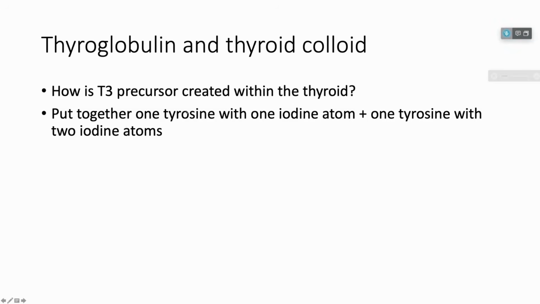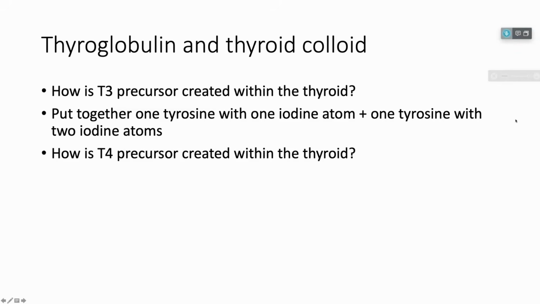So yeah, you have one tyrosine with one iodine atom, right? So that would be the T1. And you got one tyrosine with two iodine atoms. That's the T2, right? So one iodine plus two iodines makes 3. So that's where the 3 comes from, literally. It's really, really basic.